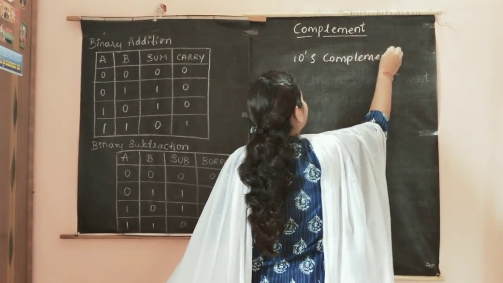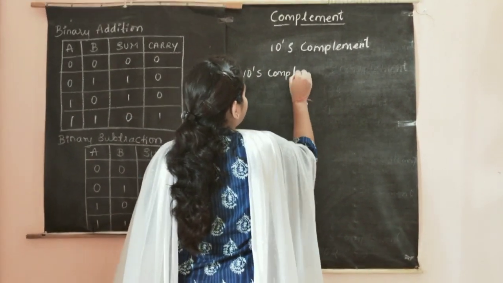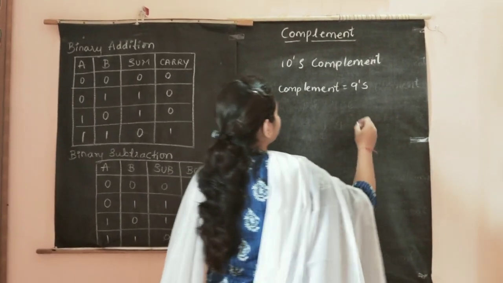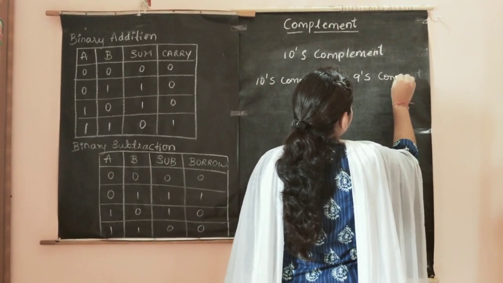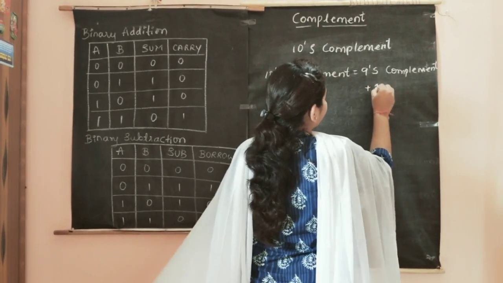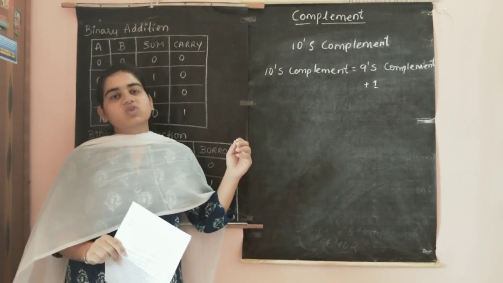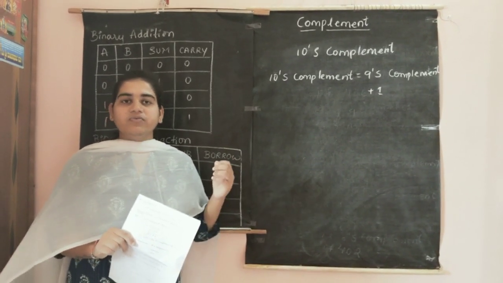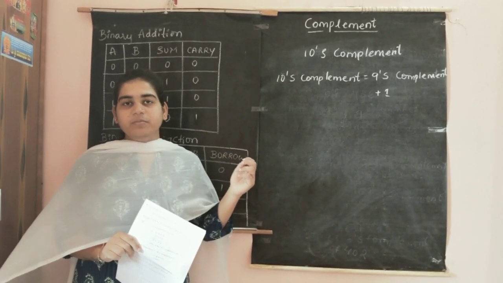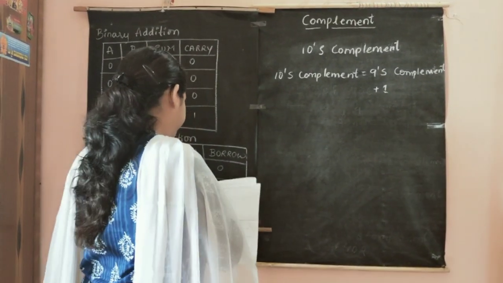10's complement is defined similarly to the 8's complement. First we have to find the 9's complement, then we add 1 to that. Therefore 10's complement can be defined as 9's complement plus 1. So in order to find the 10's complement of any given number, first we find the 9's complement of that number, then we add 1 to that. We will consider an example here.